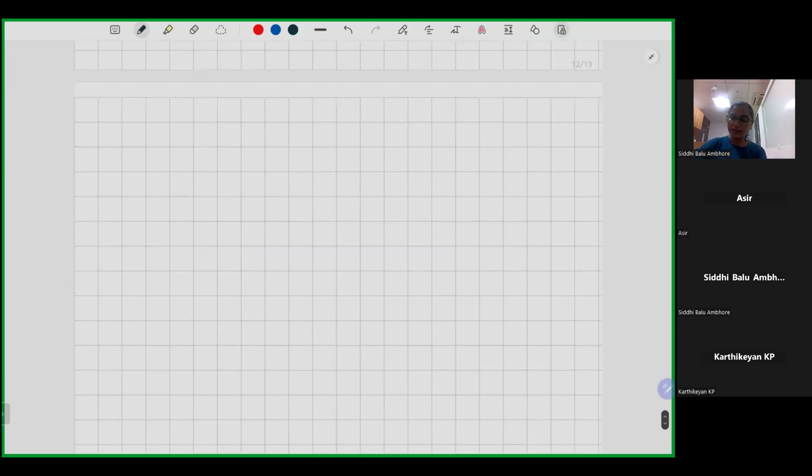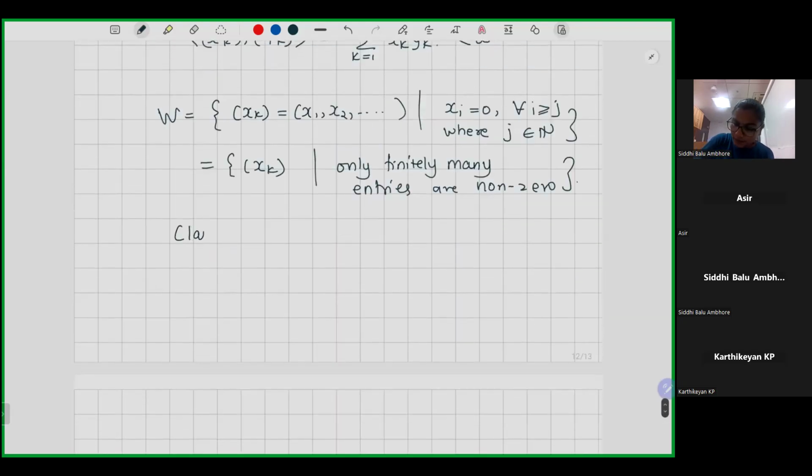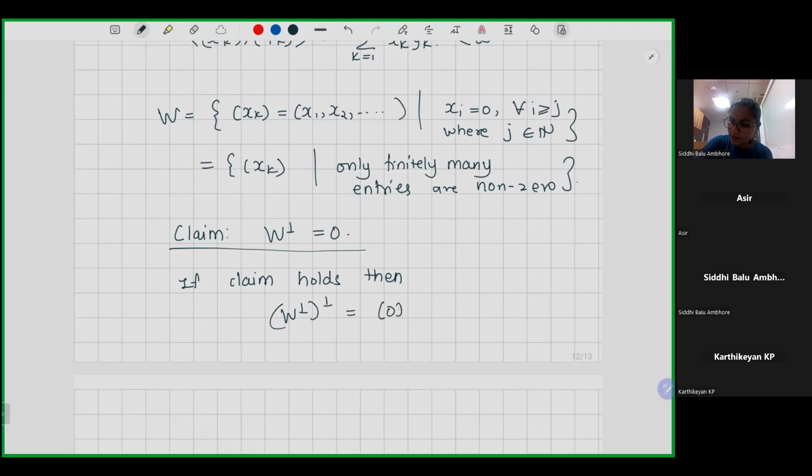Then we claim that this W perp is actually zero. Okay, and if this claim holds, then W perp perp will be the entire space, W perp perp will be V, right? Because zero perp is always the entire space.